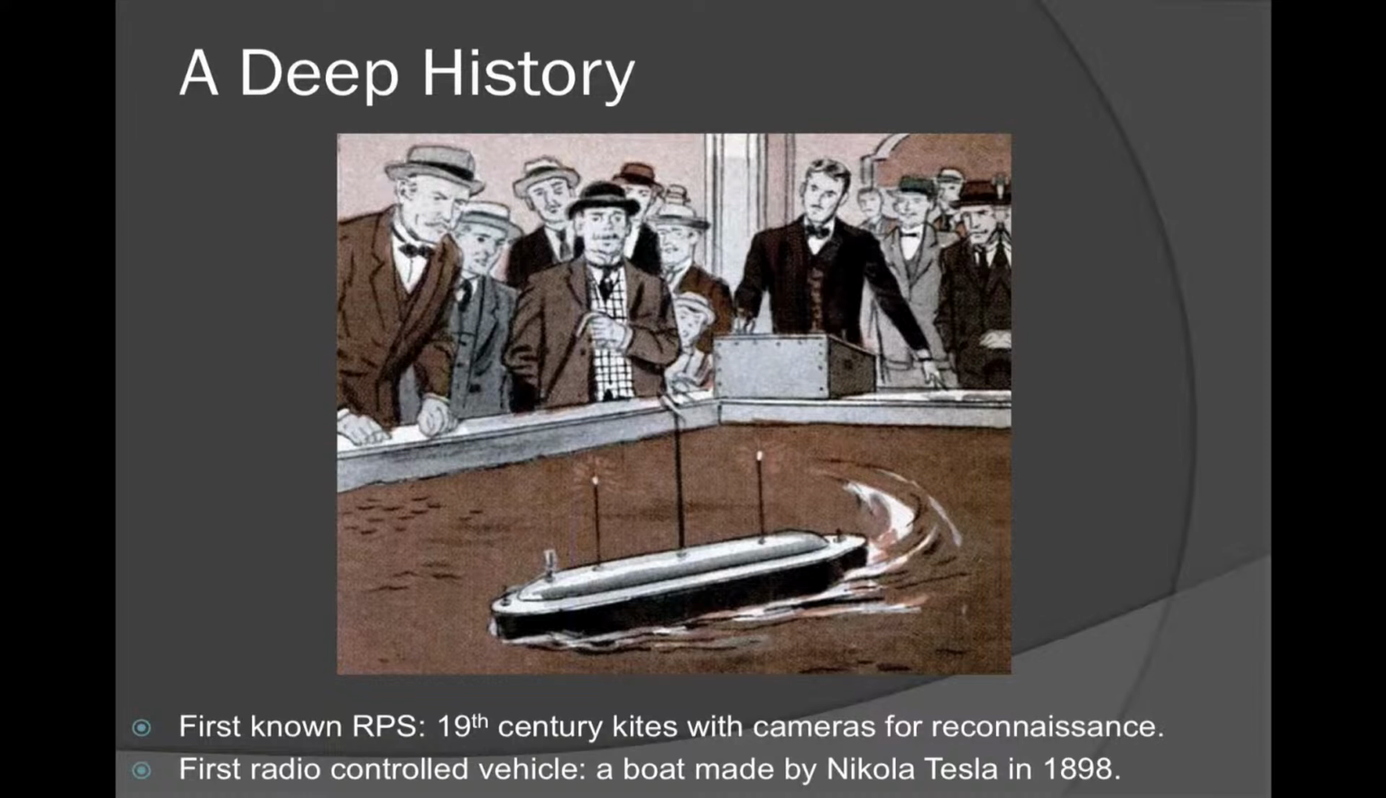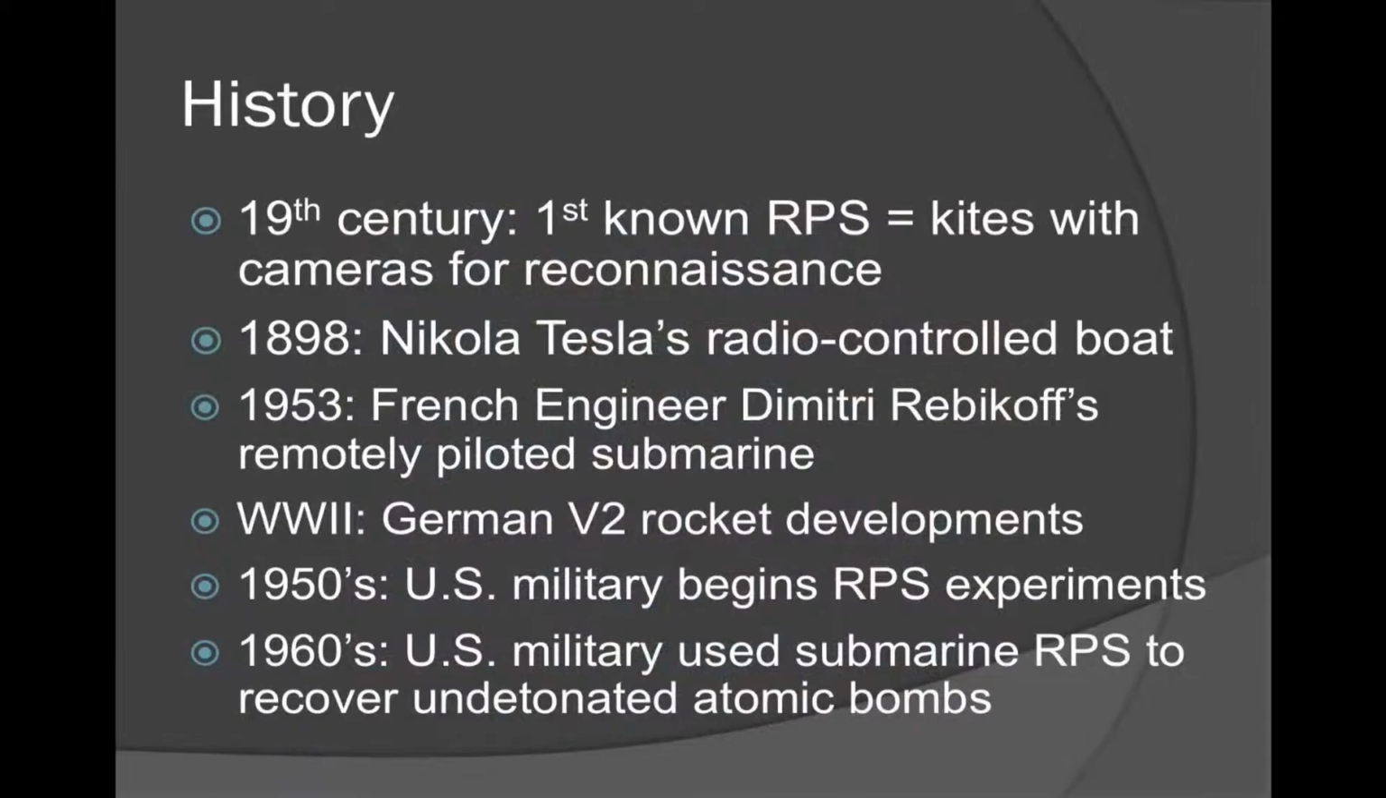Next was Nikolai Tesla. He created the first remote control vehicle that was controlled with radio waves. That was a radio controlled boat, which is what you see here, and it was made in 1898, so quite a while ago. It's quite amazing how long these systems have been in use. So here in the 19th century, you have the first known remotely piloted systems.